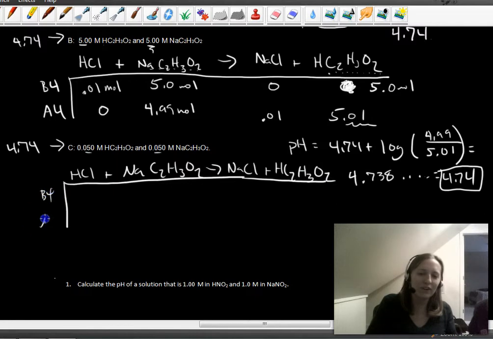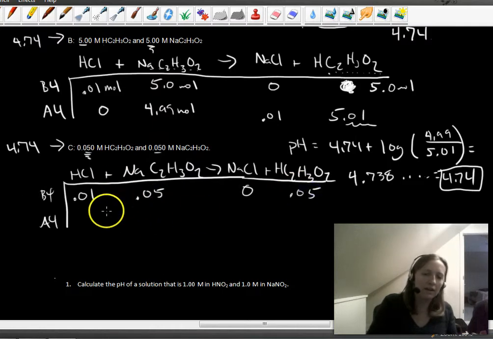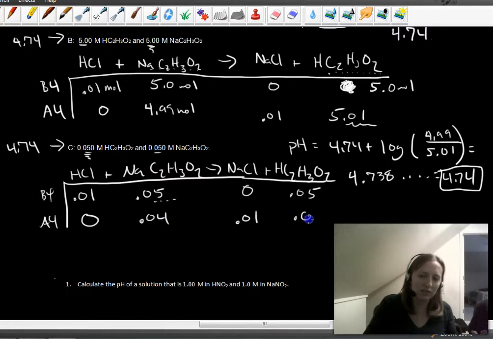All right. Before and after: 0.01 and none of this, and 0.05. Ooh, that's a small number. So we still run out of hydrochloric acid first. We make 0.01 of this. We lose 0.01 of this to give us 0.04, and we gain 0.01 to give us 0.06 moles. So now we can go do our ice chart. No, it's a buffer. But we can do the ice chart, right? Yes, feel free.